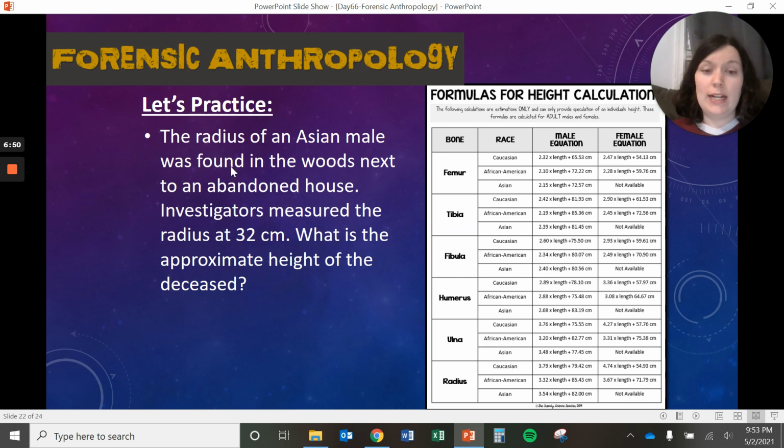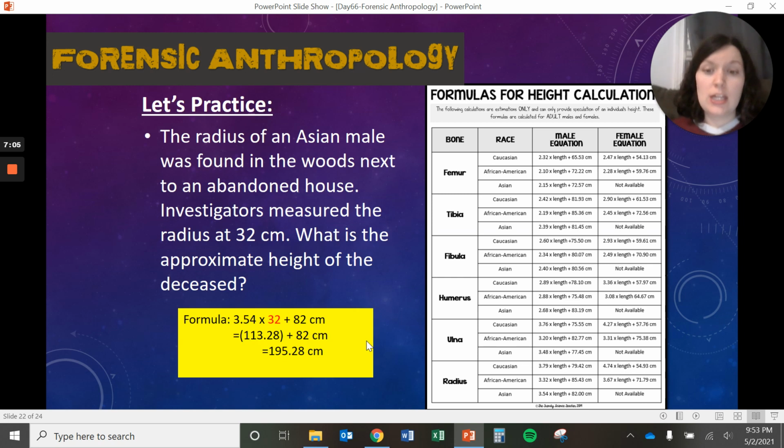So we're using a radius. So we're going to go down to the bone that's a radius. And the ethnicity is an Asian and a male. So we're going to use this equation. We use 3.54 times the length plus 82. In this case, the length is 32 centimeters. So we're going to use this equation to figure out the height of the individual.